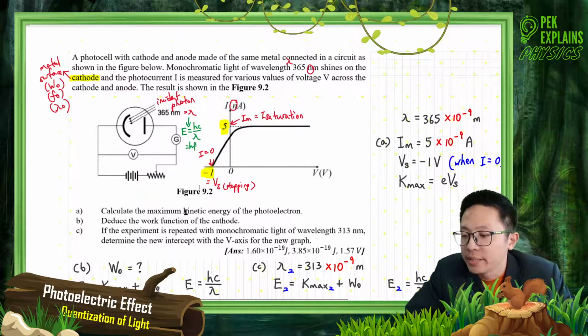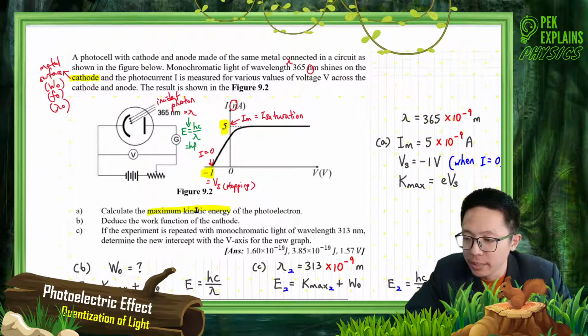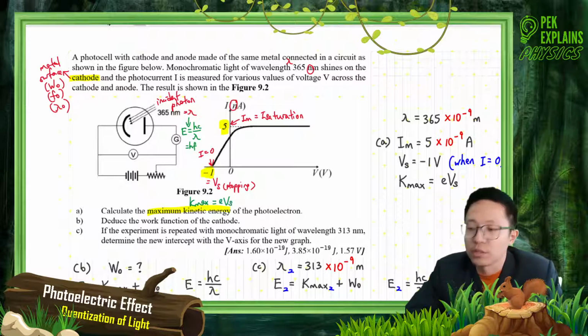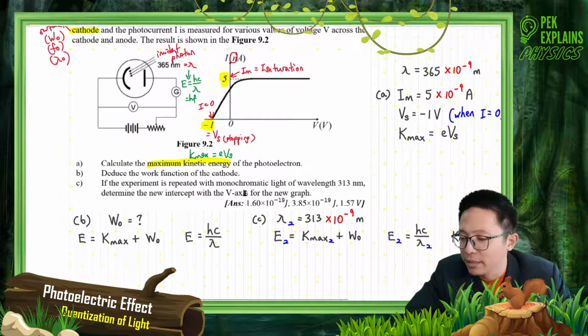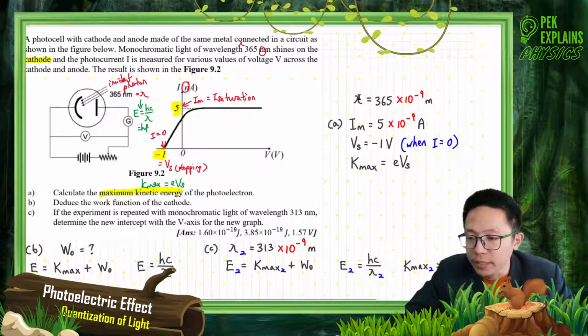Now, find the maximum kinetic energy of the photoelectron. Maximum kinetic energy, Kmax. How to find Kmax? Kmax is related to the stopping voltage, eVs, and we already have the Vs here, -1. So just substitute, and you can find the Kmax. Let's work it out. These are the information given: the wavelength, the saturation current, and the stopping voltage of -1 when the current equals 0. We want to find Kmax, which is eVs.